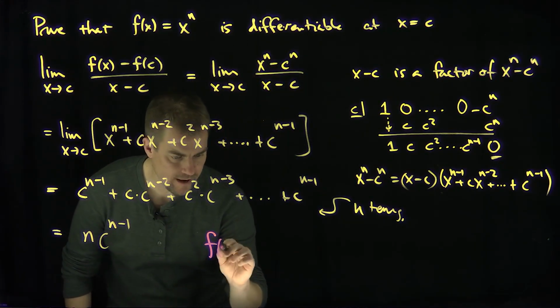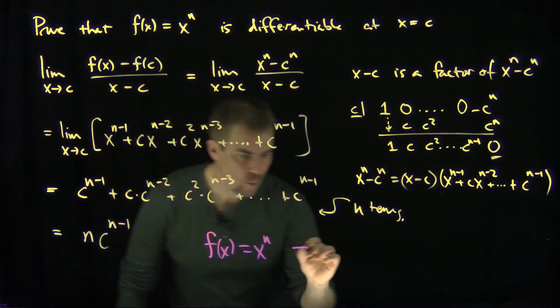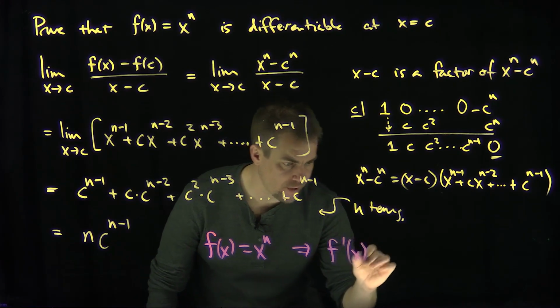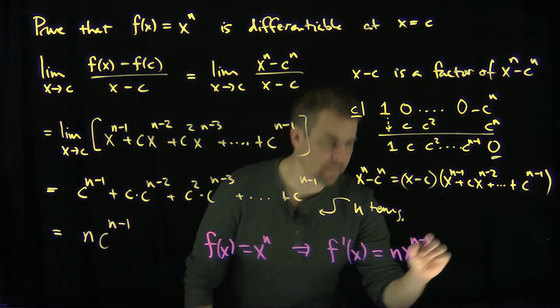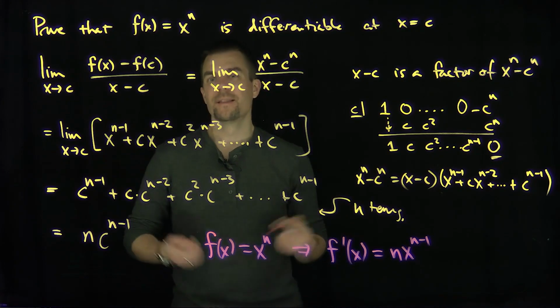And that tells us that if f of x is x to the power n, we've just proven that its derivative for any point x is n x to the n minus 1, provided that n is a positive integer. Thank you very much.